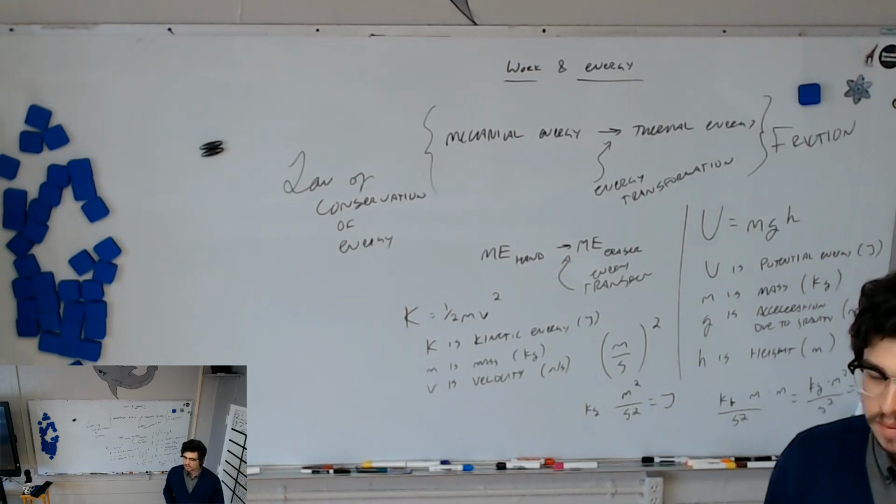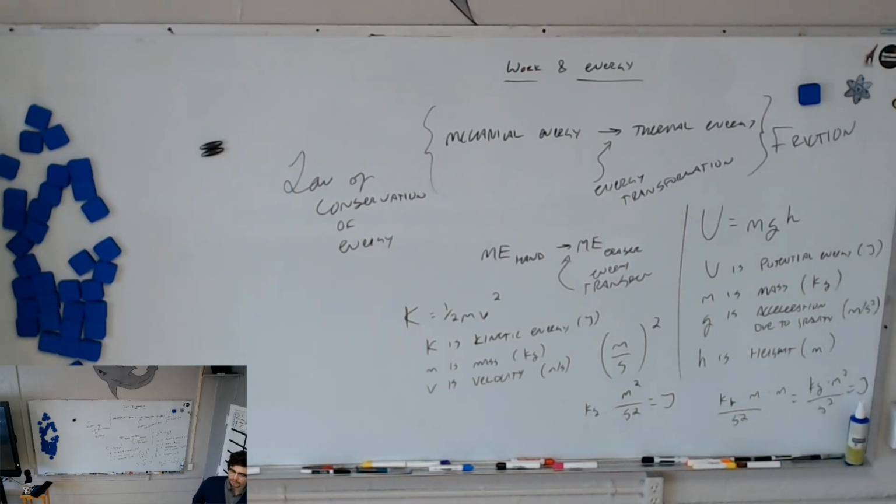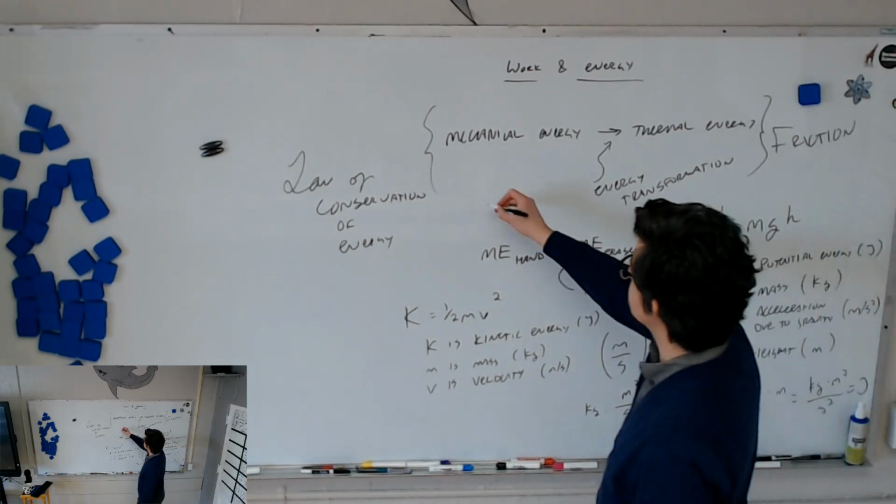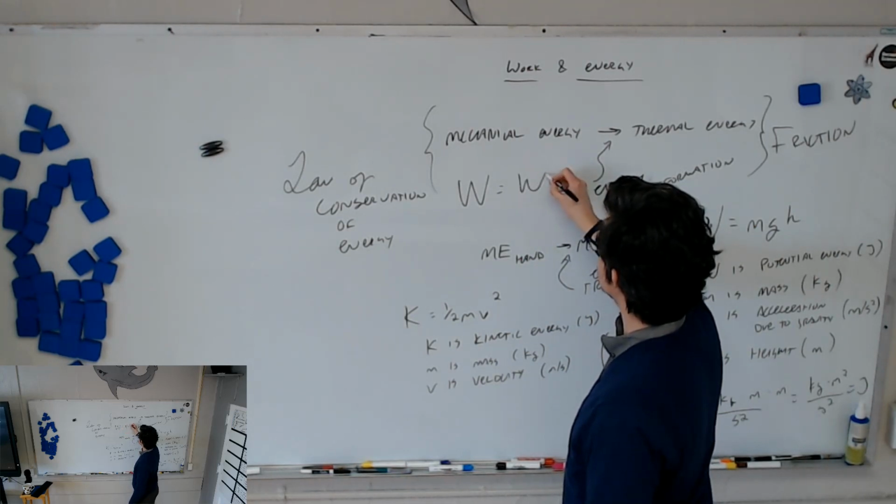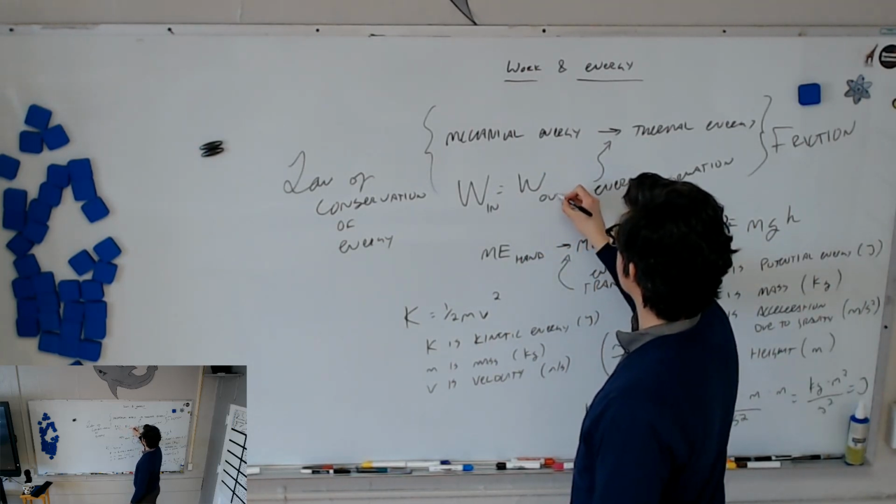So what are some ways that machines can make your work easier? What two things can they change? They can't change this. This has to be the same in both cases. Work in must equal work out.